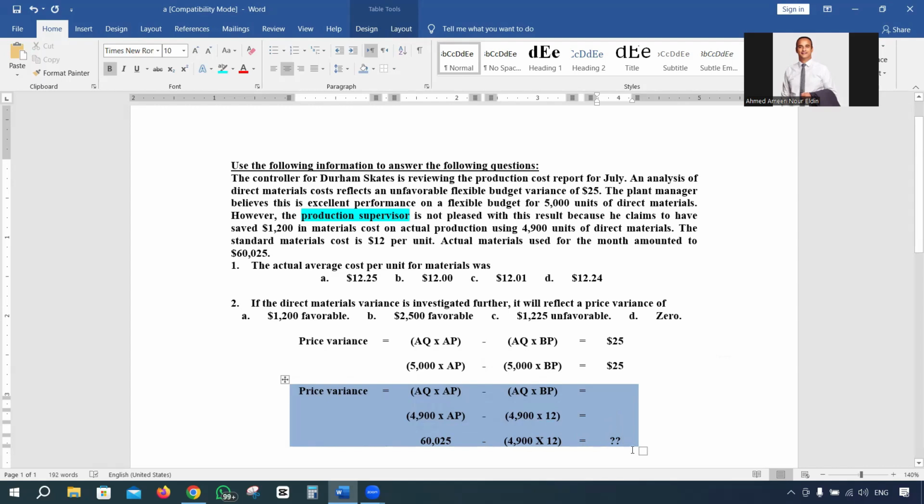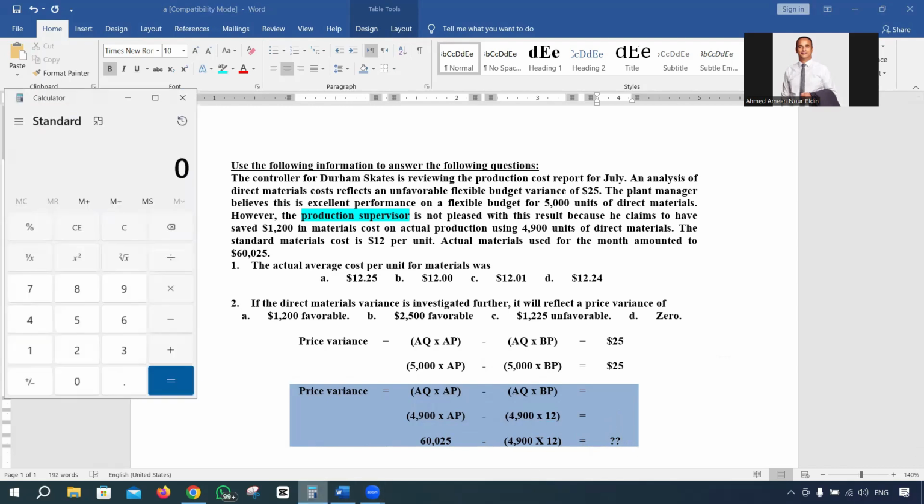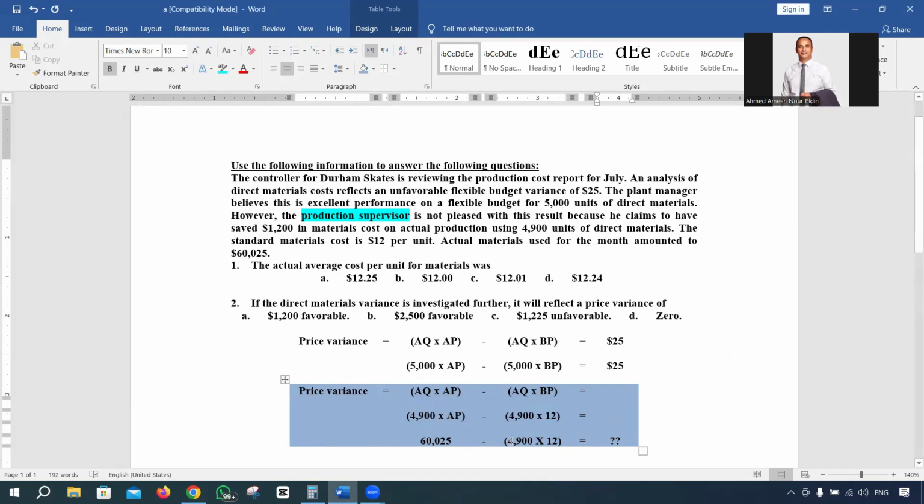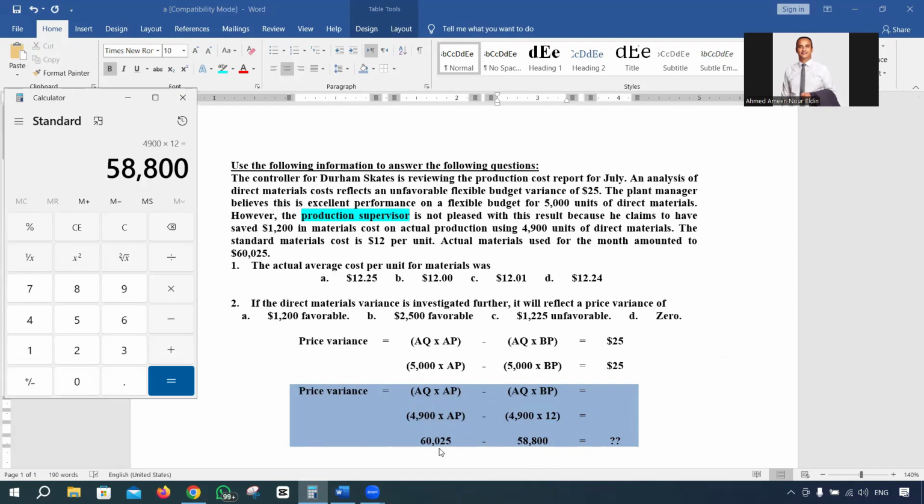We can now calculate the variance. 4,900 multiplied by 12 is equal to 58,800. This will be 58,800. Subtract it from $60,025. $60,025 minus 58,800 is equal to 1,225.